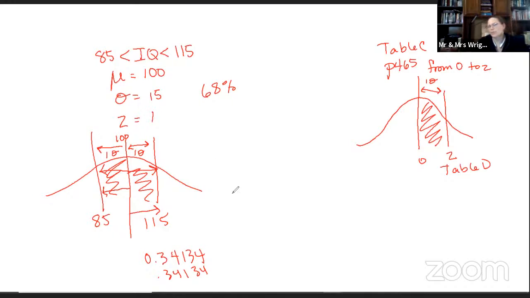We could say 68.3, because if we added it together all the way, let's see, 68.26, and 6 would have me round up. So I'd say 68.3%. 68.3% of people's IQ are between 85 and 115. So it's one way to look at it.